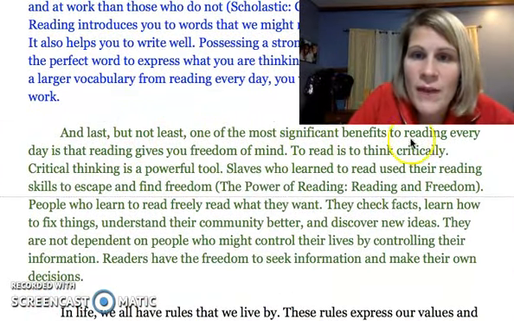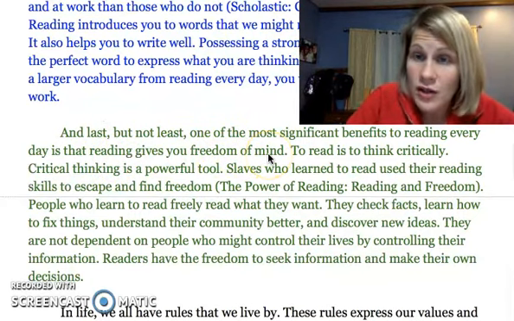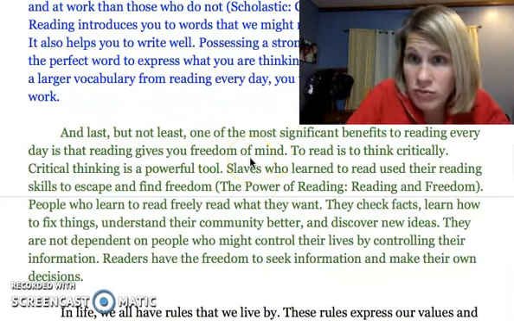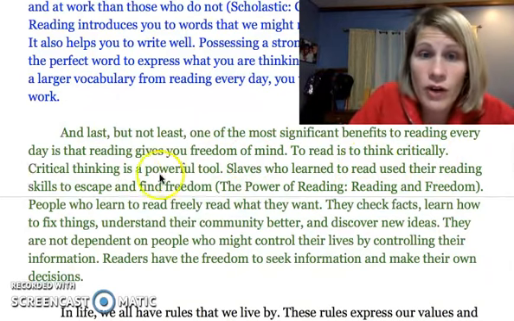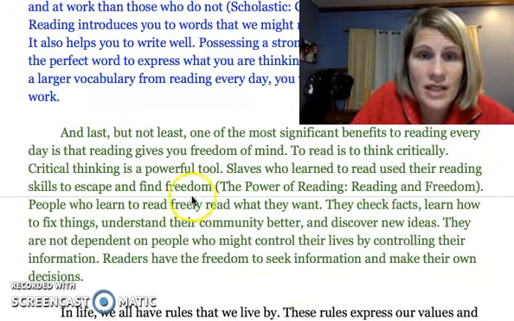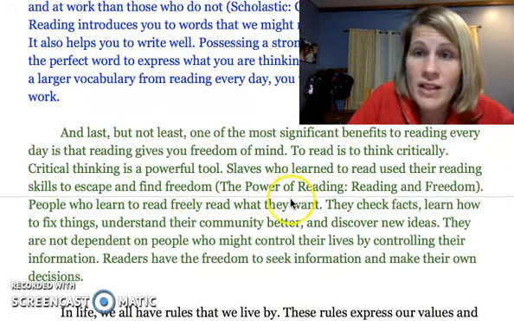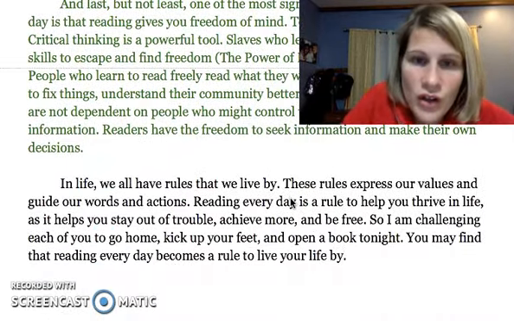One of the most significant benefits to reading every day is that reading gives you freedom of mind. So this is answering, how does it give you freedom? To read is to think critically. Critical thinking is a powerful tool. Slaves who learn to read use their reading skills to escape and find freedom. We're explaining the how, and we've got more evidence here. And then we get to the conclusion.